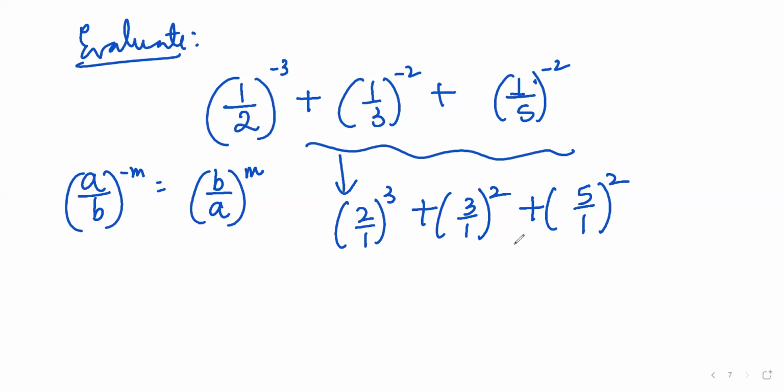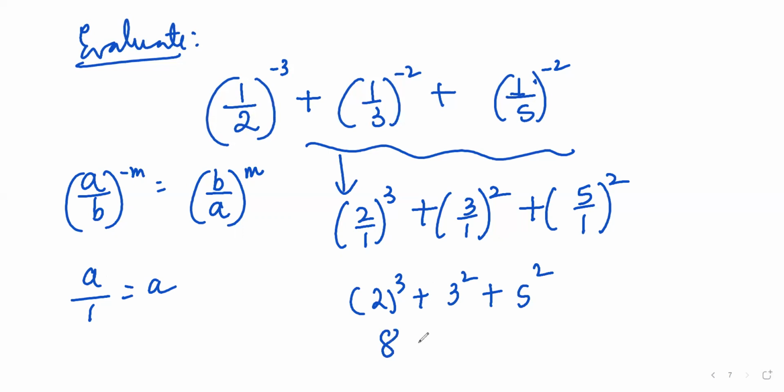And when the denominator is 1, you can ignore it because what is a divided by 1? A. This becomes 2 cube plus 3 square plus 5 square. 2 cube is 8, 3 square is 9, 5 square is 25. So 25 plus 9, 34, 34 plus 8, 42. Okay, this is the final answer. Again, this is subjective, you need to work it out. There's nothing like an MCQ that you can solve. Okay, so hope up till here it has been clear.